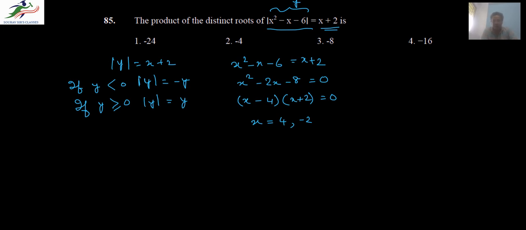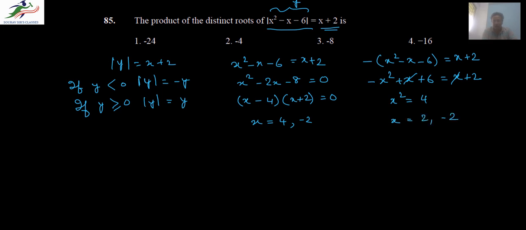The other equation that can come from this is minus of x square minus x minus 6 is equal to x plus 2, or minus x square plus x plus 6 is equal to x plus 2. x and x cancel out. So x square is equal to 6 minus 2, which is 4. So x will be plus 2 or minus 2.